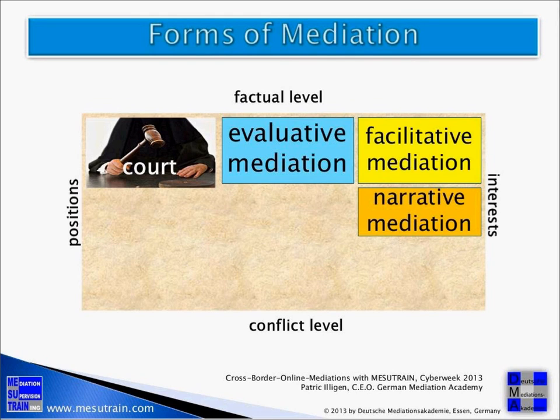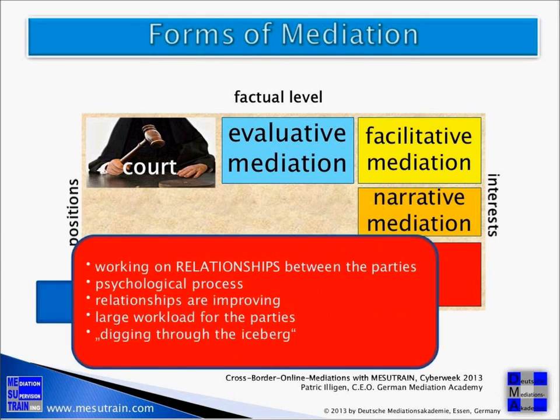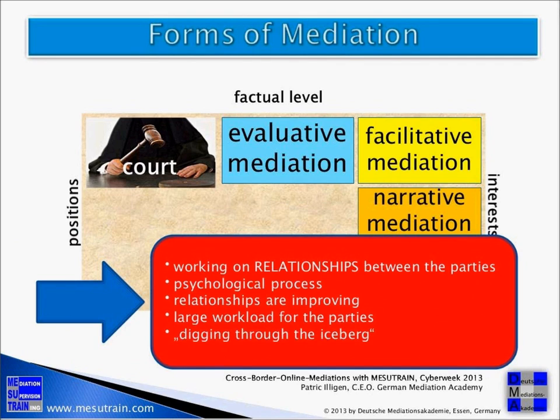And the most important form of mediation, I think, is the transformative mediation. It's based on the interests and very much on the conflict level. So the most important work during this form of mediation is that you're working very strongly, very focused, on the relationship between the different parties. Most of the time in the first step, you're checking what the intentions and interests of the parties are, and what the startup for their bad mood is, let's say.